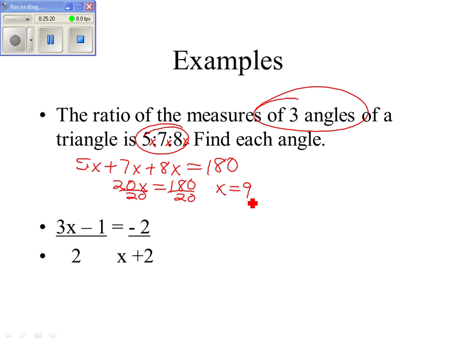Is that our answer? No, they want the angles, right? So we go back and we plug in. What's 5 times 9? 45 degrees.